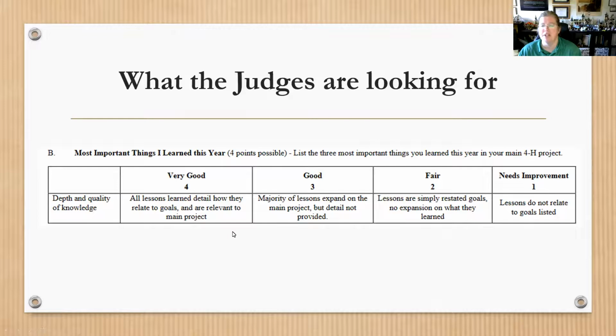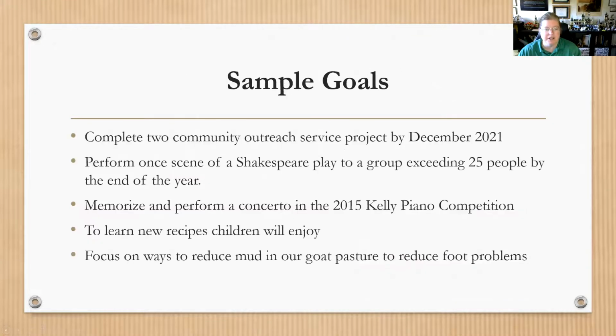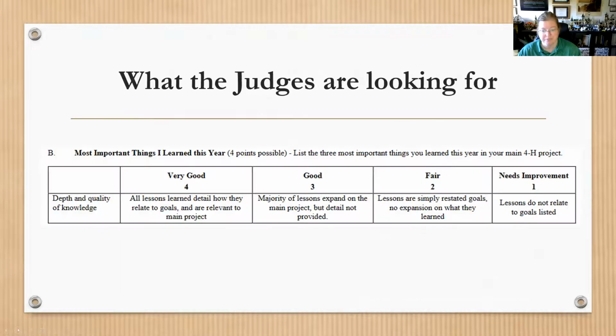So when the judges look at these, this is only going to be 4 points out of this entire record book. And what they're going to do is look at the detail provided in those lessons that they've learned. They want to make sure that the majority of those lessons are relevant to the main project and are not just simply restated. So if we were to go back and look at to learn new recipes for children to enjoy, we don't want to see a reiteration of this for their lesson learned, and have them say, I learned new recipes that children liked. That's not enough. We want to have some more depth to that. And so let's look at a few.